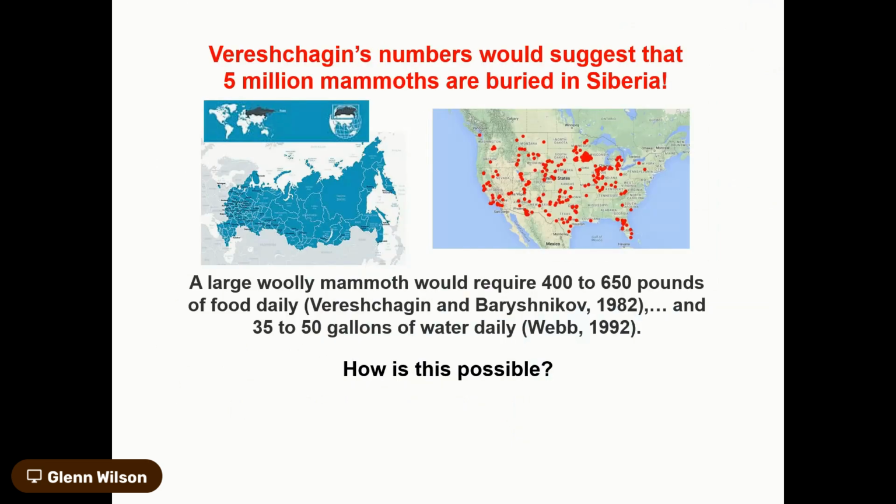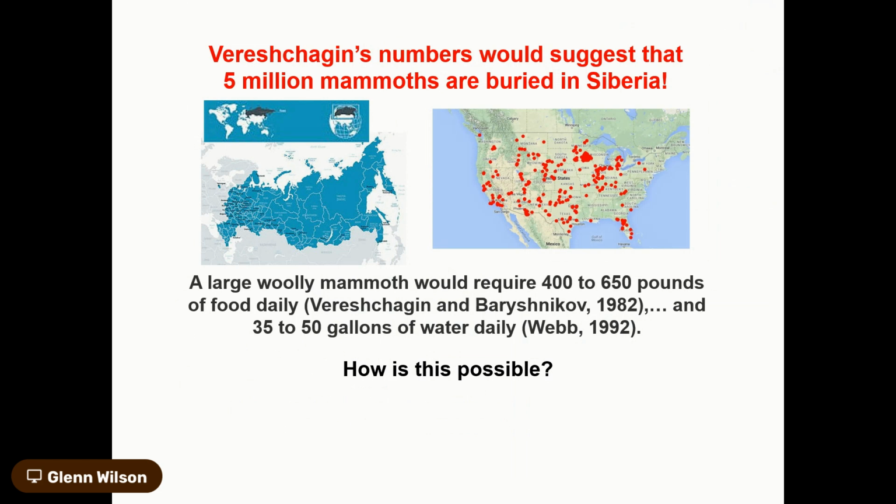And what do we know? We know from excavations that there are a lot of woolly mammoths out there. One scientist, this Vareskin, said that there should be, from his estimates, about 5 million mammoths buried in Siberia alone. In the USA, we find them scattered all over America.